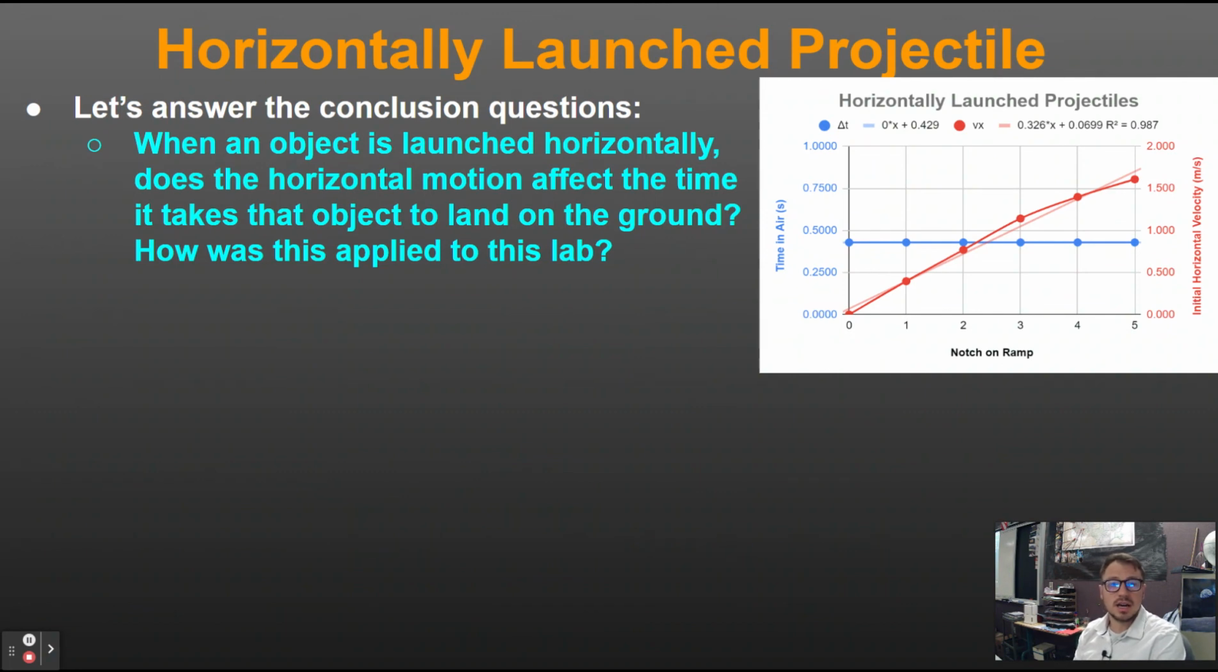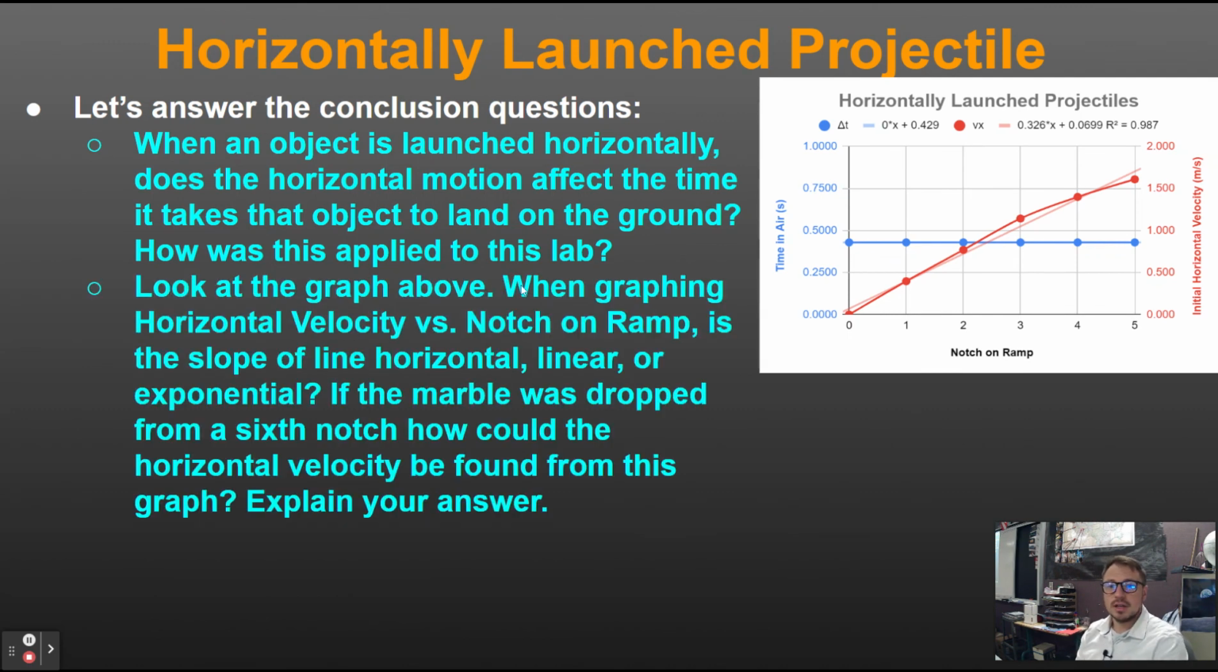So when we graph it, when an object is launched horizontally, we know that the horizontal motion does not affect the time it takes that object to hit the ground. How is this applied to the lab? We just calculated how long it would take an object to fall from the table, and we just used that as the time for every one of these problems because the horizontal motion does not affect the vertical motion.